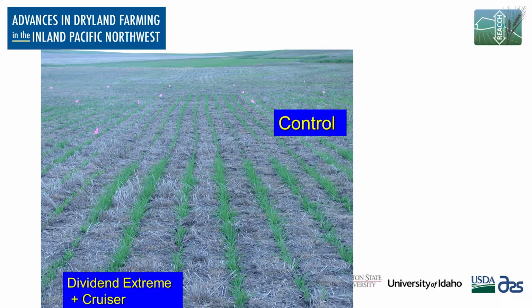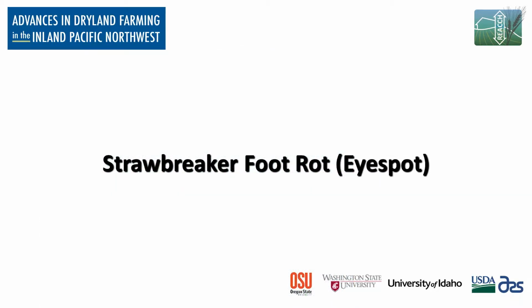And then one final example here, Dividend Extreme, which has been used for a fair amount of time, versus a non-treated control. Okay, so those last two diseases we talked about are primarily root and seed rotters.